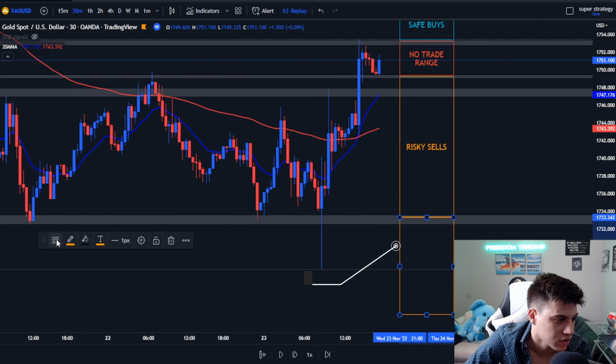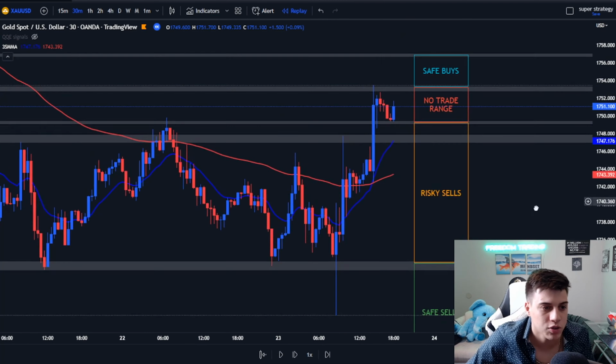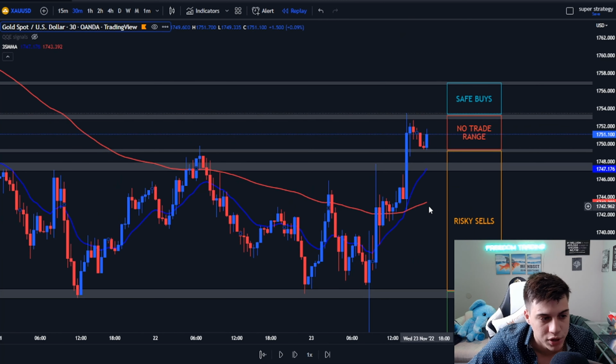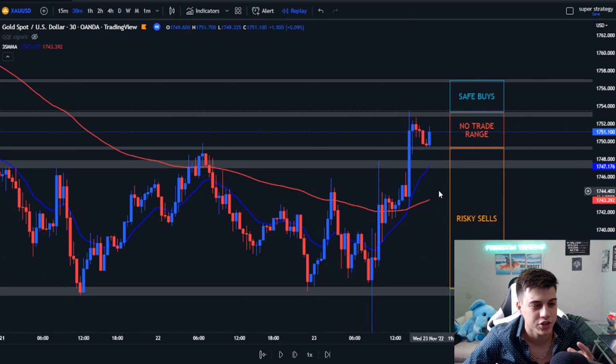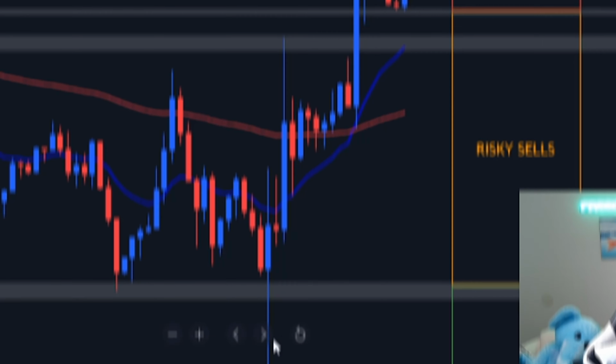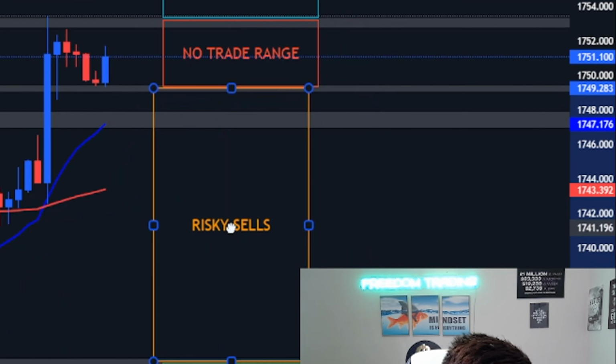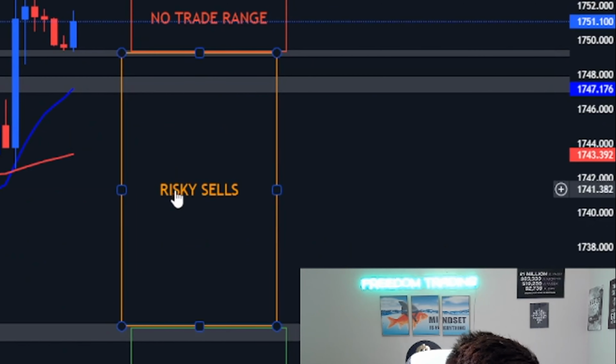Then this will be safe sell zones, because here we broke market structure twice, not once but twice. So if I want to take sells on a bullish market, it needs to break market structure twice. So right over here, it would have broken market structure here, here, and here at this area. So I like these sells. I like the safe sells better than the risky sells.